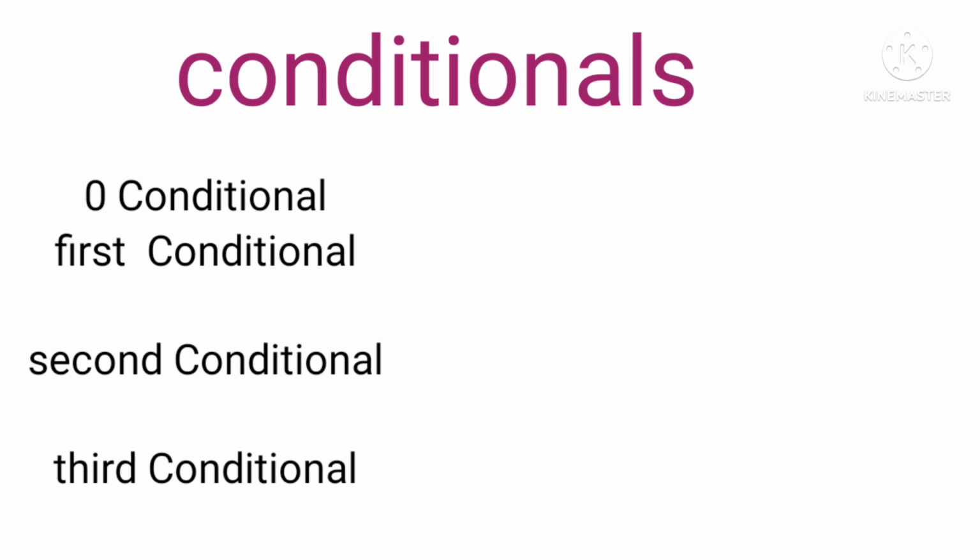The zero and the first conditional express really possible conditions or situations and results. The second and the third conditional express impossible and unreal situations and results. So let's begin with the zero conditional. A zero conditional sentence consists of two simple present verbs. One is in the if clause, one is in the main clause.